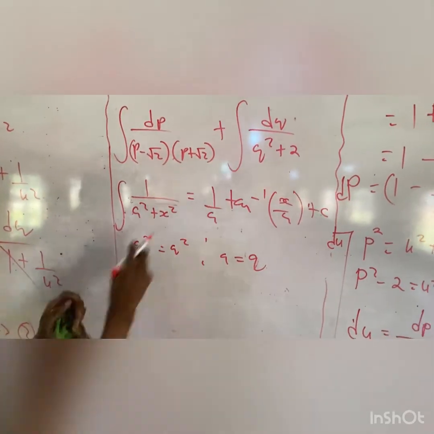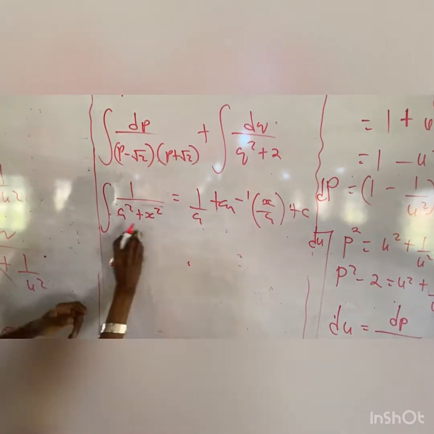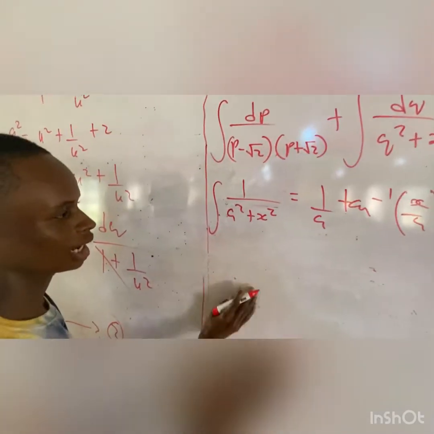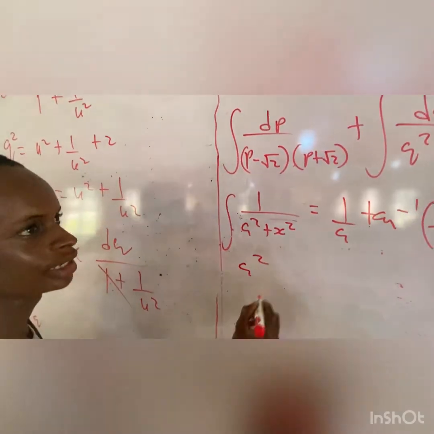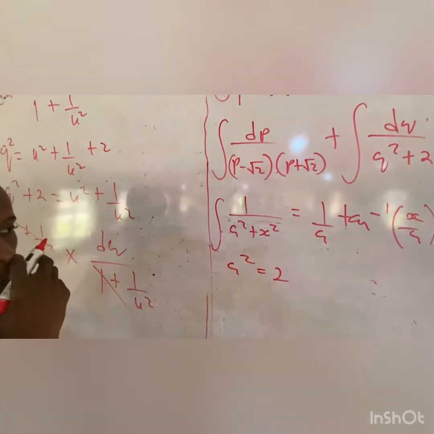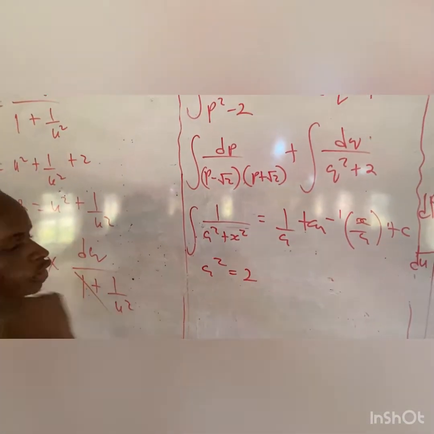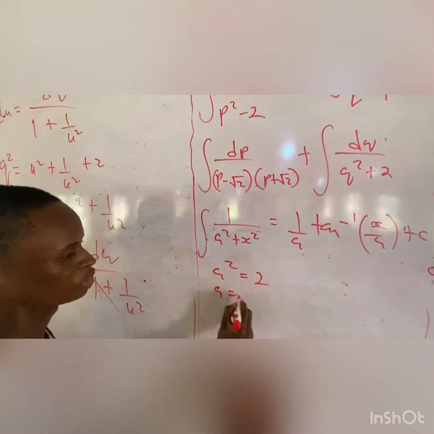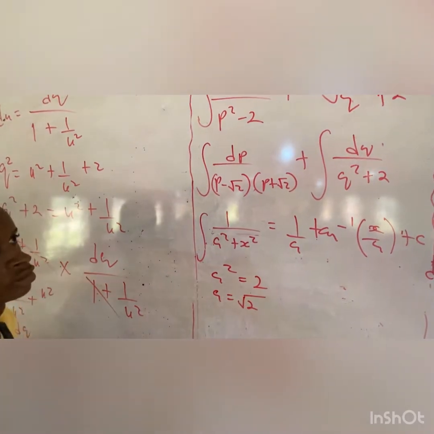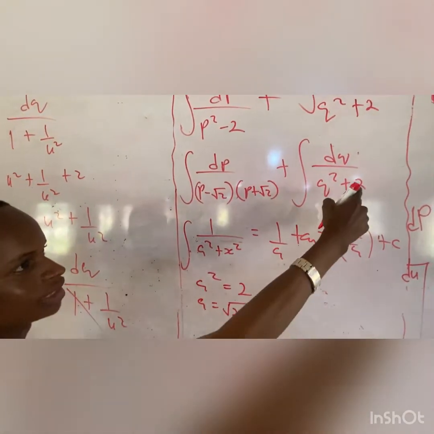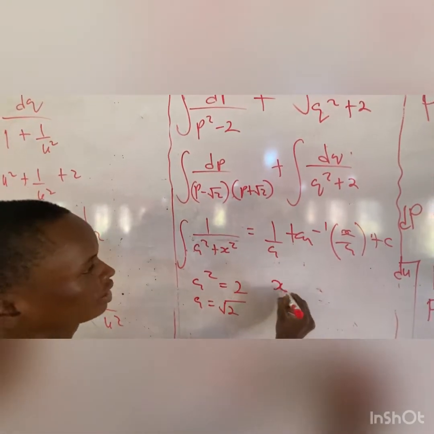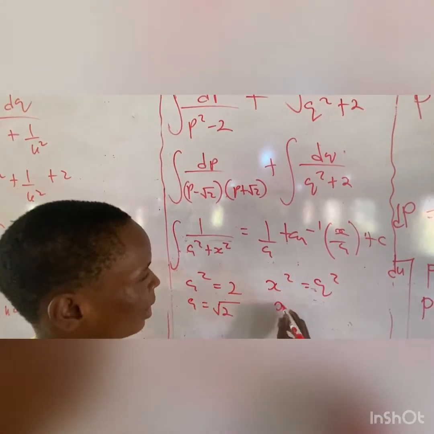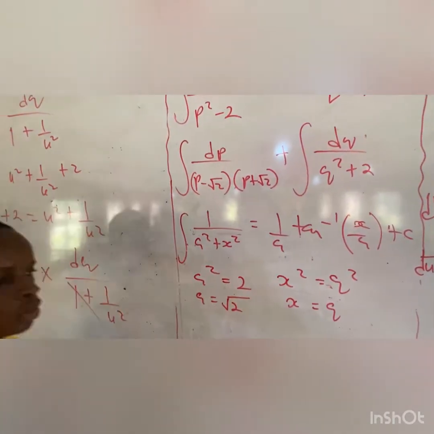Okay, sorry, there's a mistake. It's not meant to be like that. Our a squared should be 2. You understand? Our a squared should be 2. So our a will be the square root of 2. So our x squared is equal to q squared. So our x is equal to q. So we are good to go.